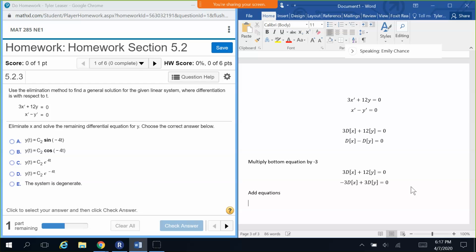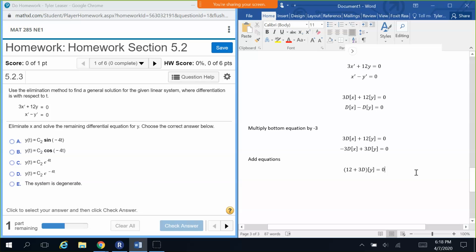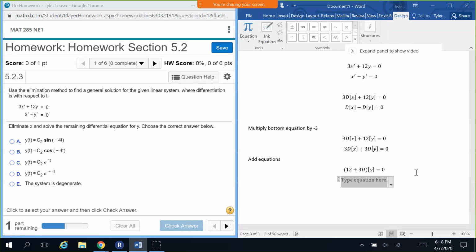Add the equations. So just add straight down. The 3 Dx and the -3 Dx cancel out, and you're just going to be adding the y terms together. But when you add the y terms together, 12 and a 3D, they're not like terms, so you just have to leave them as is. 12 plus 3D acting on y. All right, then you want to undo the operator thing. So this just distributes. You're going to have 12 acting on the y, which is just 12y, plus 3D acting on the y, which is going to be 3 and then the first derivative of y.